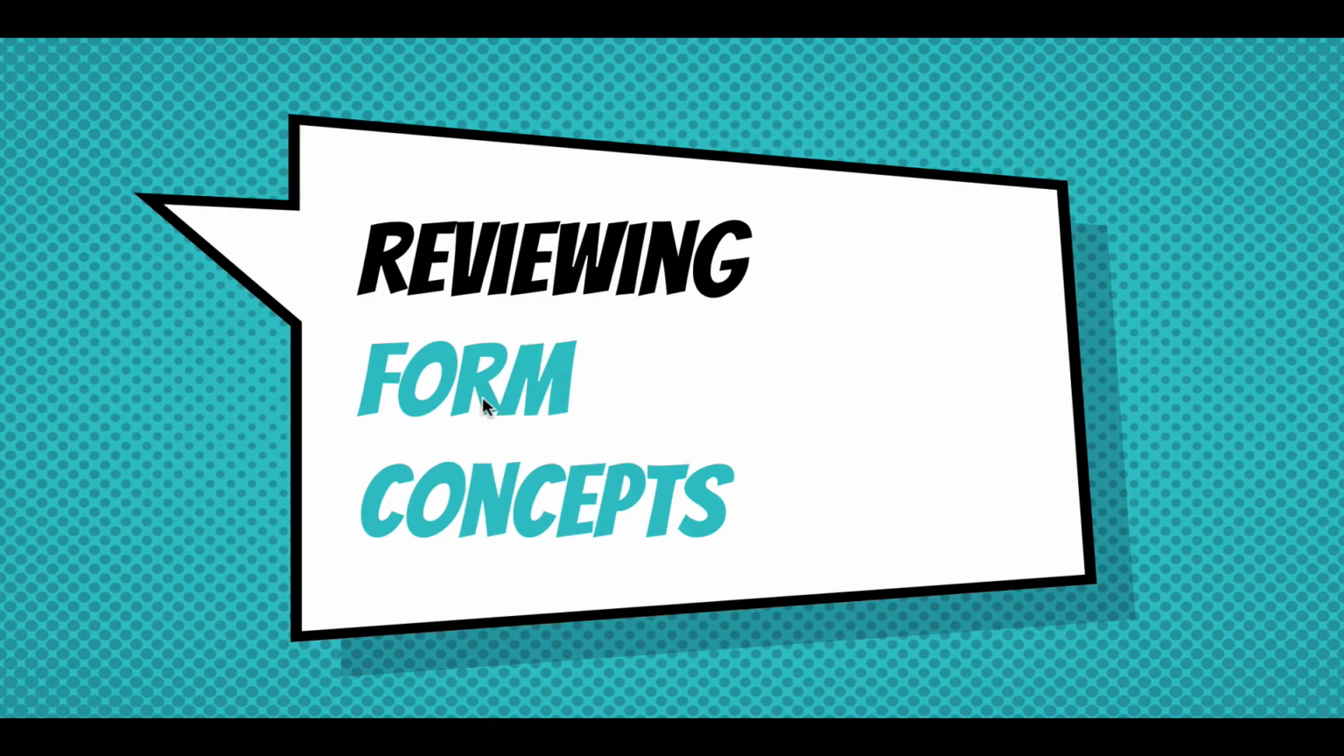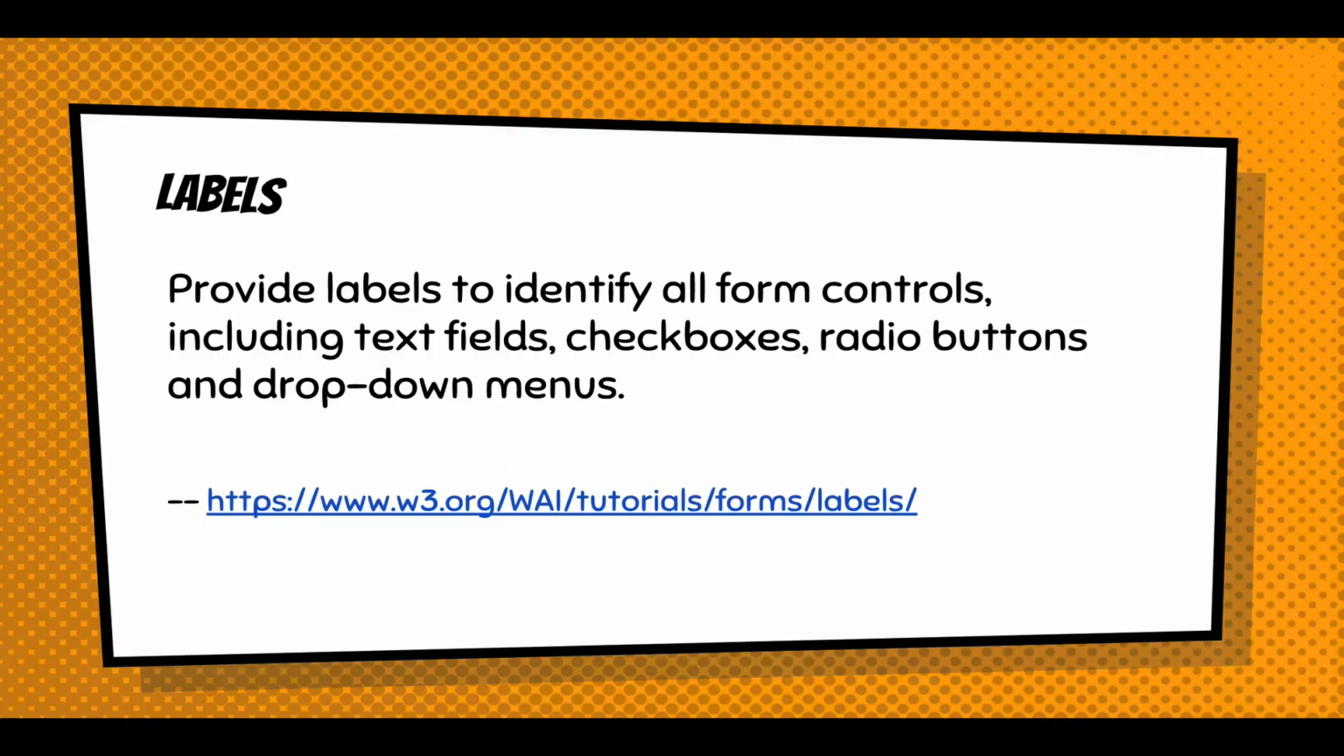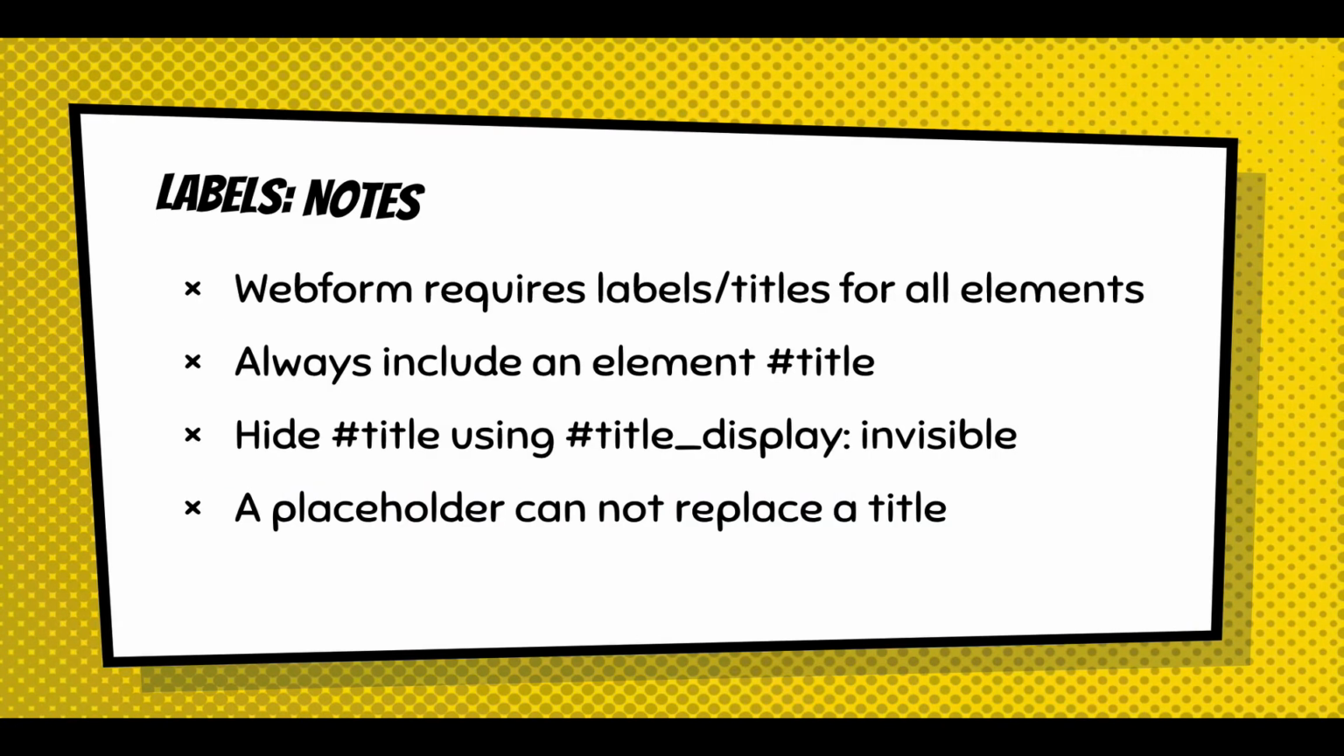So let's review these form concepts that the W3C is talking about, starting with labels. Provide labels to identify all form controls, including text fields, checkboxes, radio buttons, and drop-down menus. The Webform module requires labels and titles for all your elements, period. You can't not have a label and title. You can hide it. This is getting into a developer thing. If you're a developer building forms in Drupal, always include a title. I'm calling this out because I have made this mistake heavily, and I'm paying for it because it's a huge accessibility issue. Even if you need to have the title just hidden.